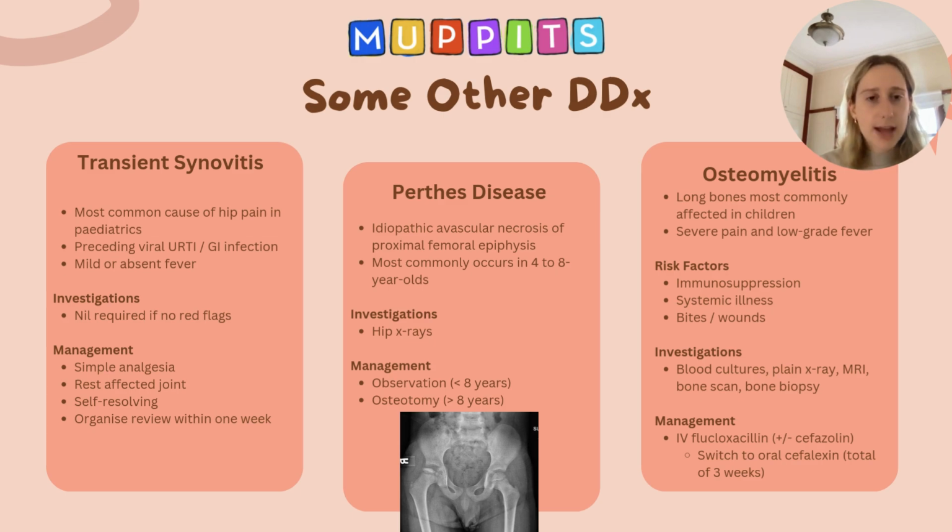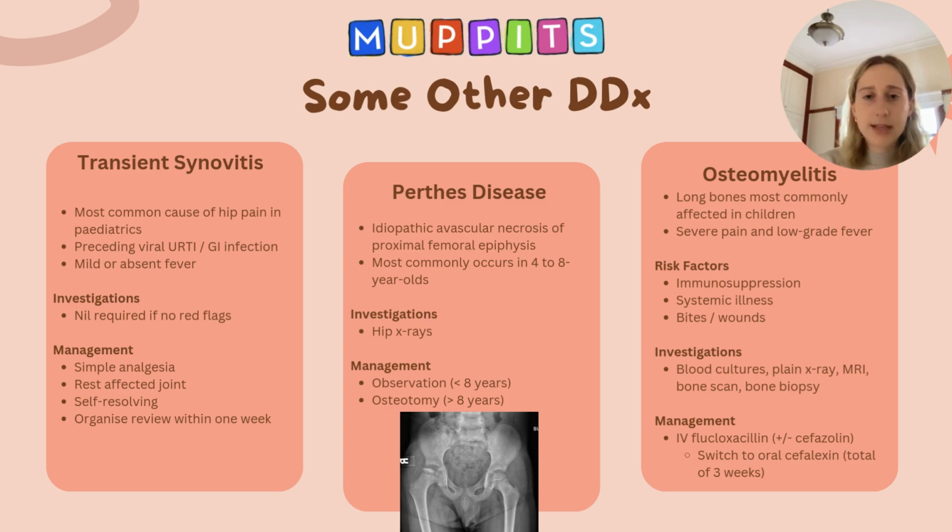If there's no red flags in this child, no investigations need to be performed. And management will involve simple analgesia, resting the affected joint, explaining to the parents and helping reassure them that it's self-resolving, and organising a review within the week.